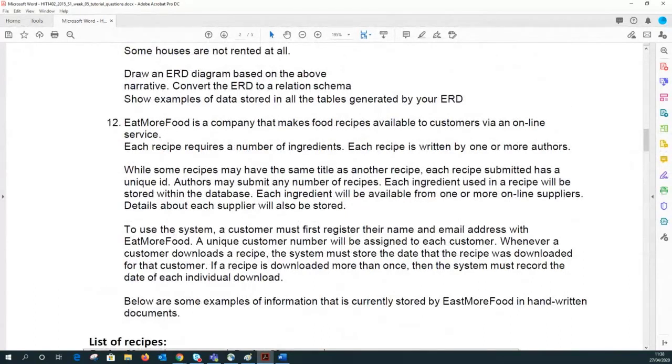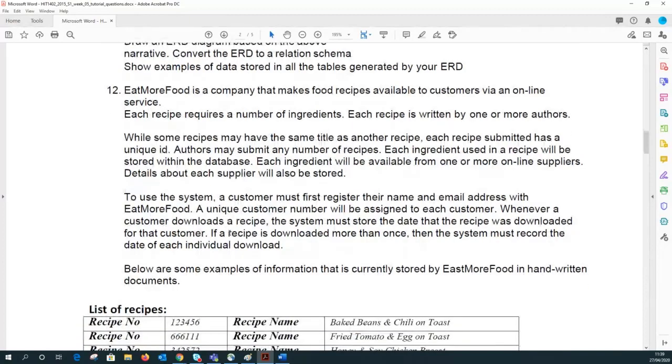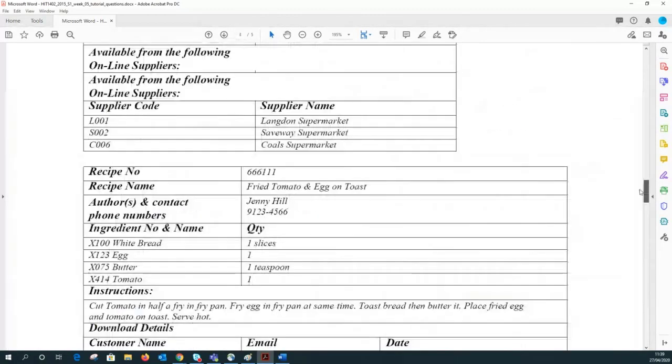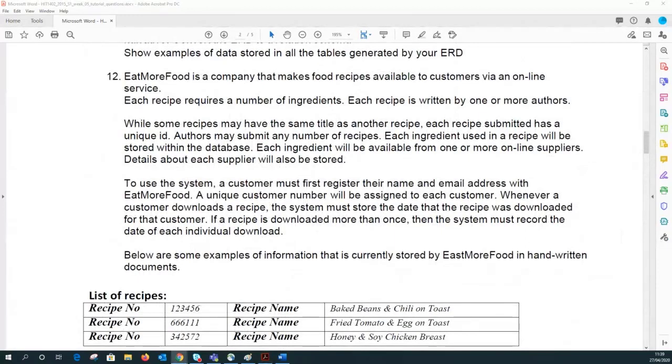Okay. So read this question. Take the time, read this question and see what entities we need. Right now, let's go through this question.